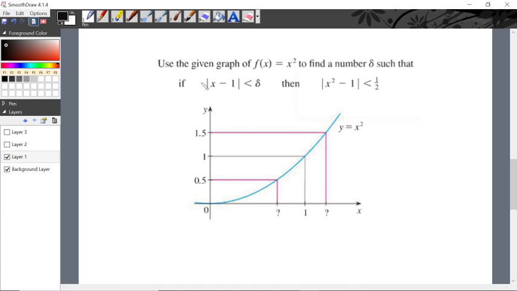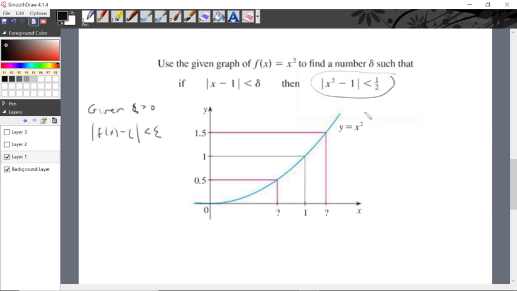Find a number delta such that, our goal is to find out what is the best delta we can find, the smallest delta that we can get, such that if the absolute value of x minus 1 is less than delta, then the absolute value of x squared minus 1 is less than 1/2. Remember our precise definition of the limit. We are given epsilon greater than 0. We use that epsilon in the statement absolute value of f of x minus L is less than epsilon. Where is that statement in what we're given?